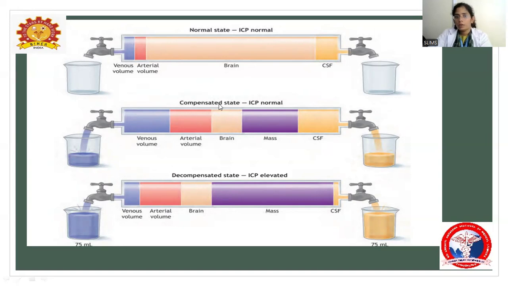For example, consider a compensated state. In the brain, there is a mass. Because of this, there is an increase in volume. This will be compensated by CSF and venous outflow. So here ICP is maintained normally. When the mass keeps on expanding, that is the volume keeps on expanding, then there occurs decompensation, which will result in increase in ICP.